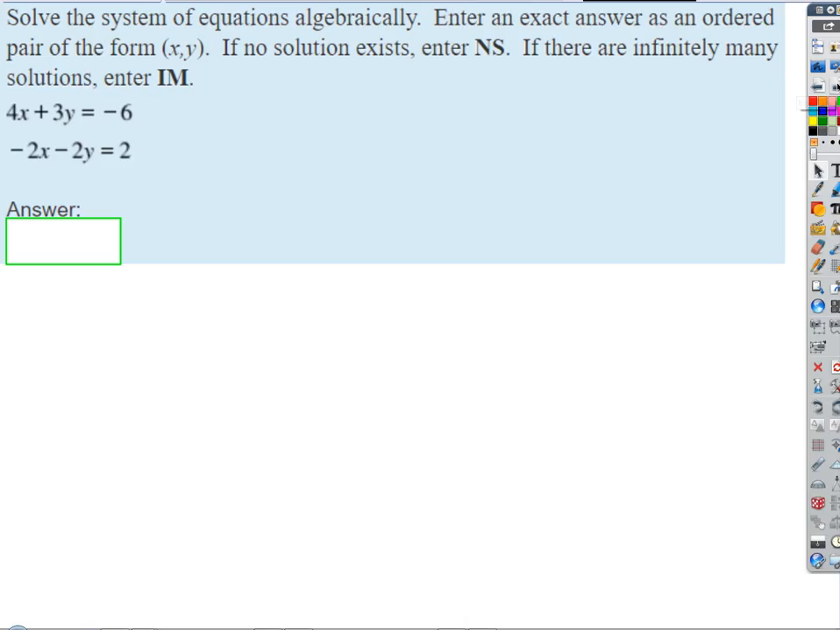Actually, we could use substitution there if we wanted to. It'd be a little bit cumbersome. We could. Could you multiply them? Yeah. What's the other strategy we have for solving linear systems?